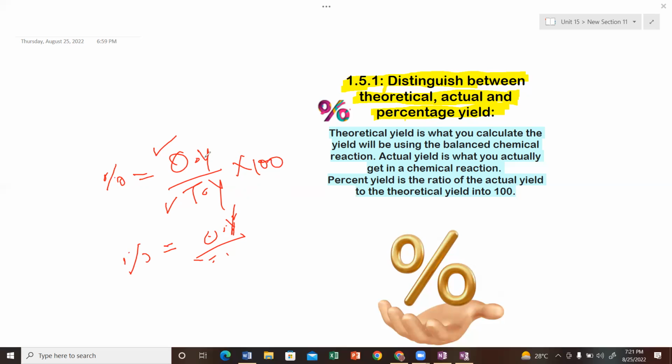You can memorize it like this: theoretical yield and total marks both start with T. So theoretical yield goes in the denominator, multiplied by 100. So that is your formula. In this formula, you have observed yield divided by theoretical yield multiplied by 100.